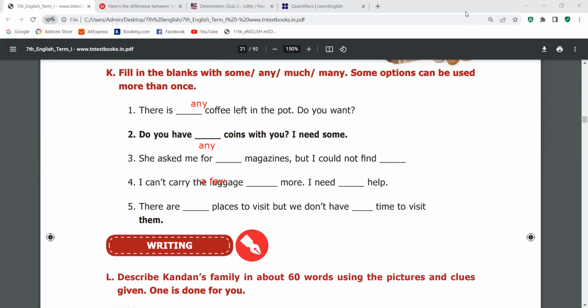Subsection K. Fill in the blank with some, any, much, many. Some options can be used more than once. Depending upon the circumstance or the sentence, you can use the word among these 4 options.